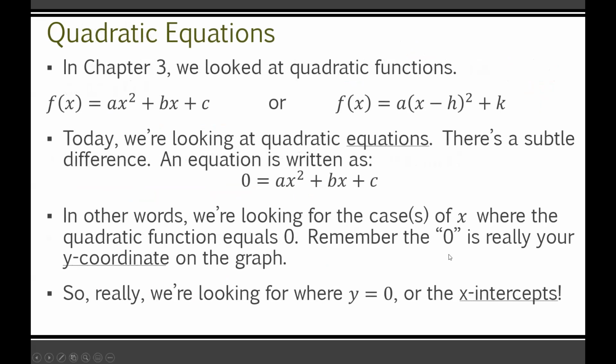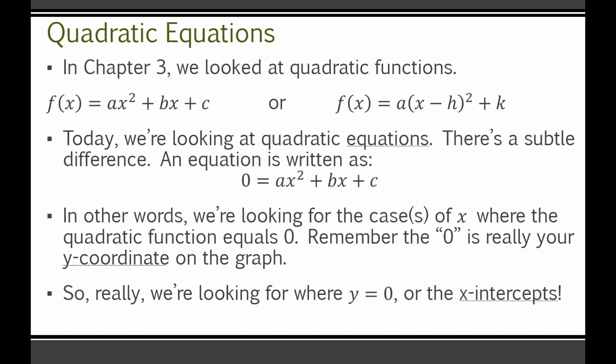All right, so quadratic equations. This is the name of chapter 4 here. In chapter 3, which was quadratic functions, we looked at quadratic functions in the form that is standard form on the left there, or vertex form on the right. Today, we're looking at quadratic equations. Now, there's just a subtle difference between the two. An equation is written as 0 equals ax squared plus bx plus c.